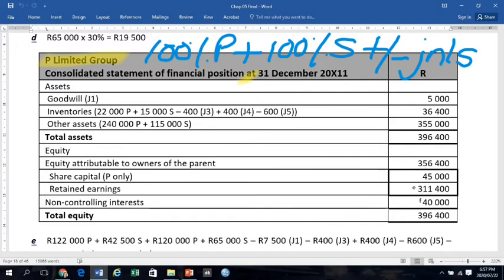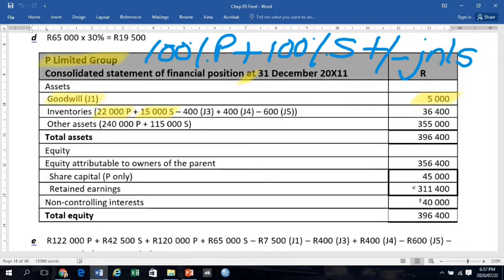The first line item is goodwill. There's no goodwill in the TB of P, and there's also no goodwill in the TB of S. So 100% P plus 100% S equals 0. But you've written the at acquisition consolidation journal entry to recognize the 5,000 goodwill. Inventories. 100% P plus 100% S. Those two amounts come from the respective trial balances given earlier in the question. That is always your starting point. 100% P plus 100% S.